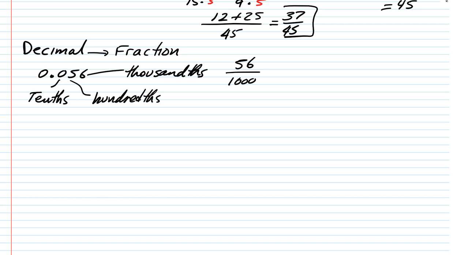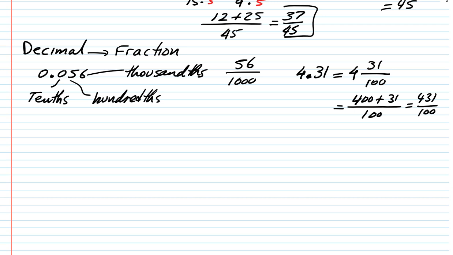Let's say another example, suppose it's 4.31. We want to write this number now as a fraction. How do we do this? So for this one, we go 4 and 31 hundredths. We can write it as a mixed number and then go from mixed number to a fraction. Remember how this went? 100 times 4 is 400 plus 31 over 100. So this number is 431 hundredths as a fraction.